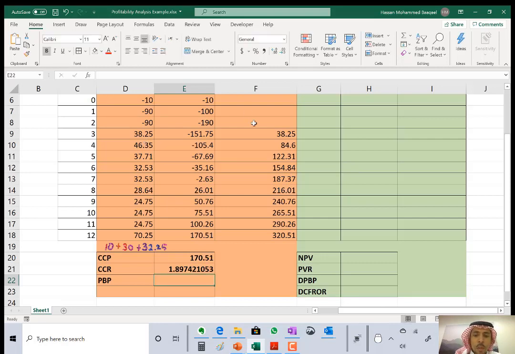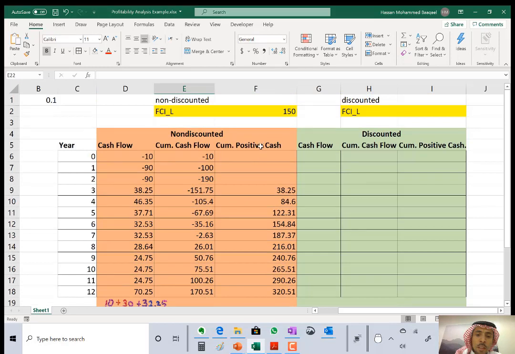Payback period, well, you have to look at this column here, and that's exactly why we developed this column. You go down across the column until you find the number equivalent to your FCI, that's your FCIL, 150 million. So clearly we start getting my fixed capital investment back at around year 6.